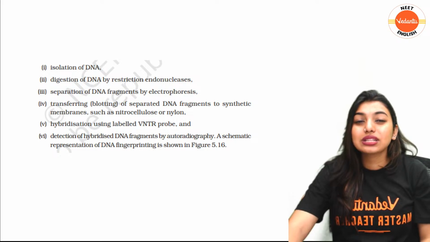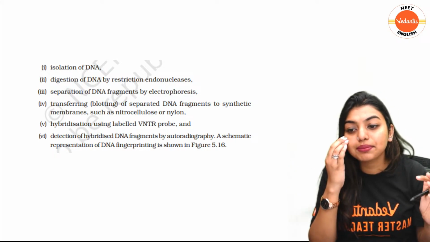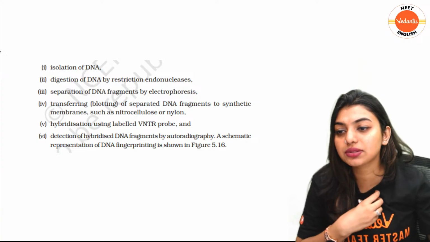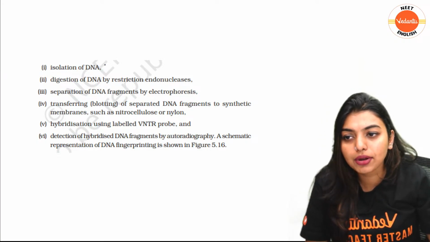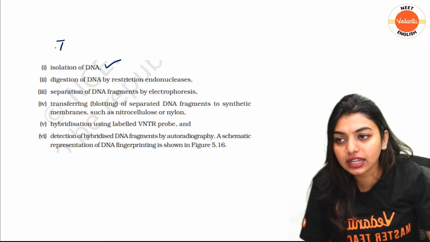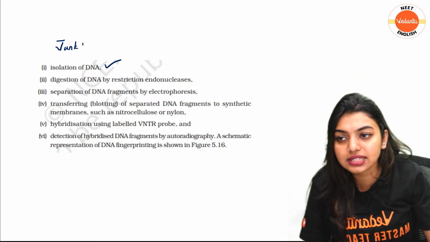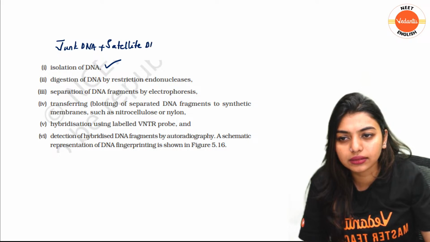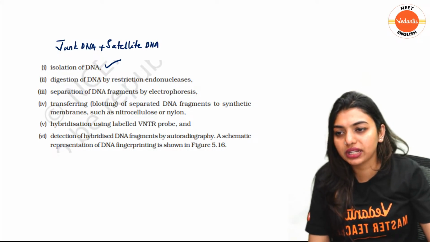Now students, how does this DNA fingerprinting happen? It basically happens in 6 steps. First one is isolation of DNA, because I told you we have a lot of junk DNA and we also have a lot of necessary DNA, that is junk DNA plus your satellite DNA. We need to remove out what we need, right?